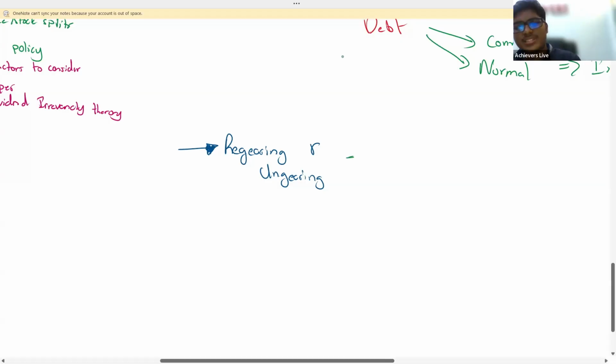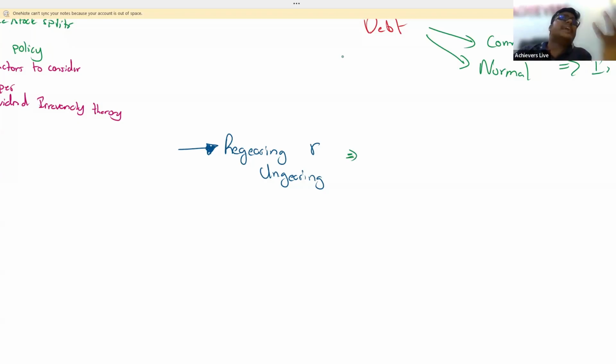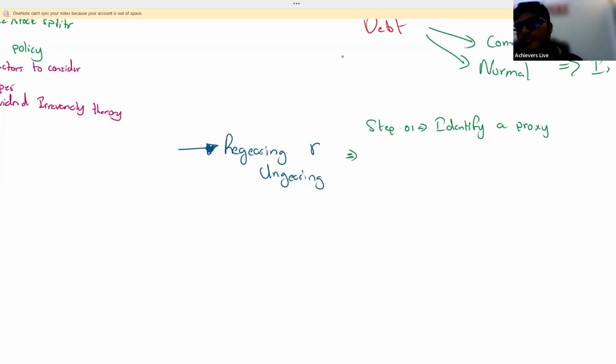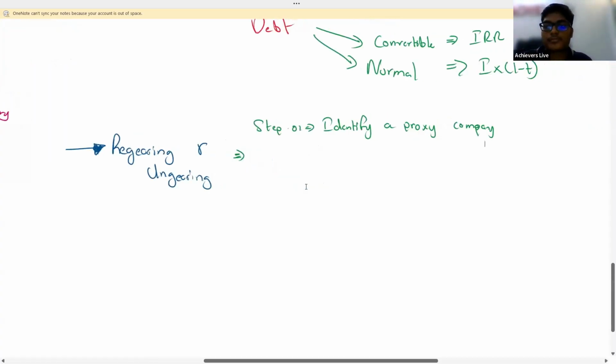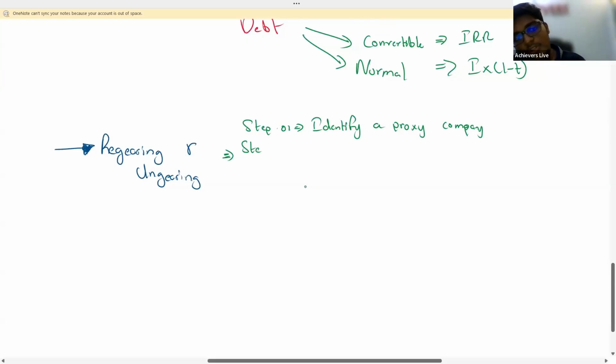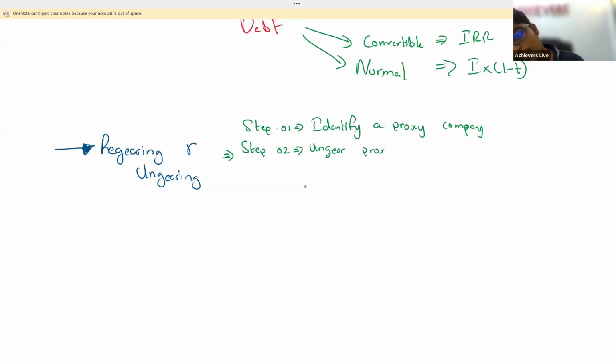The different steps. I'm not going to give an explanation. Re-gearing and ungearing, when is it happening? When our company is going into a new industry. Therefore, we have to recalculate the cost of equity. Why? Because business risk is changing. How do we recalculate? What are the steps? Step two. What is step two? Ungear proxy companies.